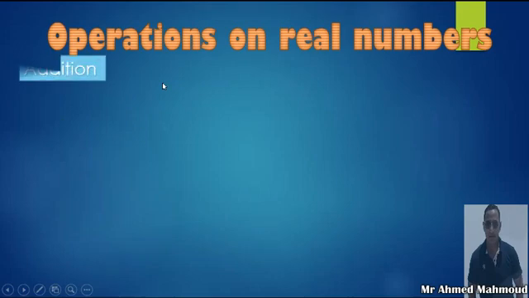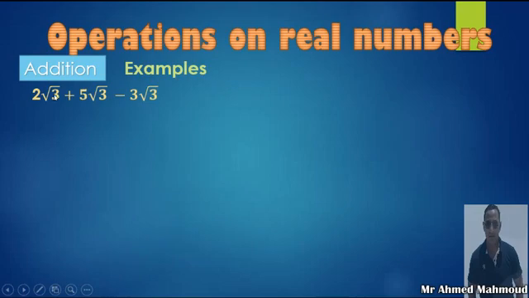We start with addition. Okay, we have some examples. We are going to explain how we can add on this example. Number one, if we have here 2 root 3 plus 5 root 3 minus 3 root 3. Here we have three real numbers. The three numbers are like because all of them are square root 3.